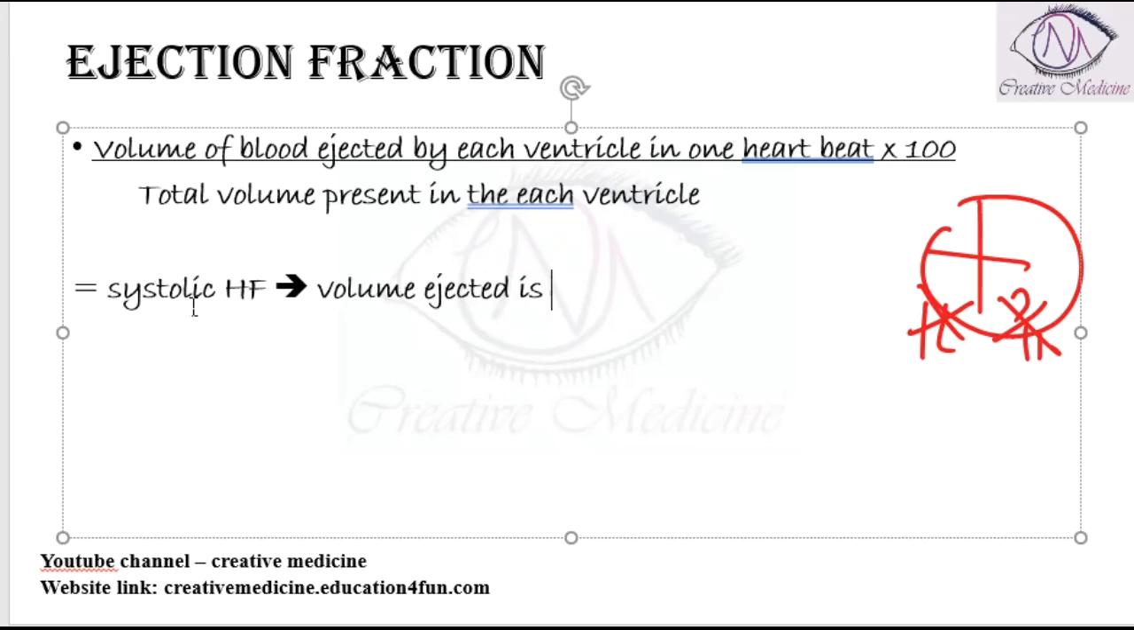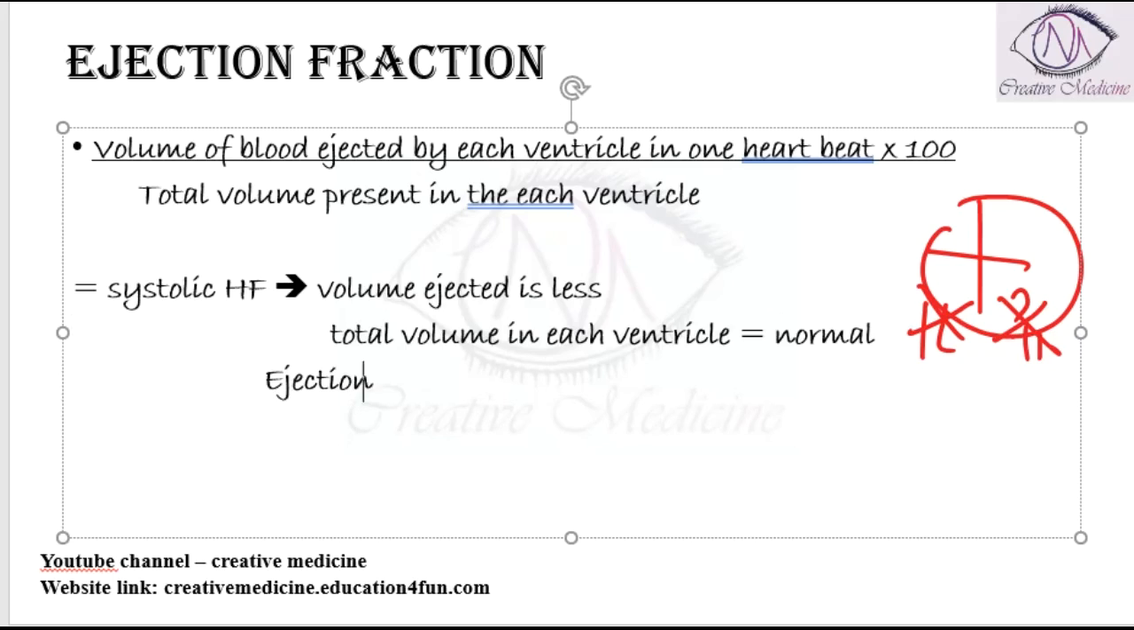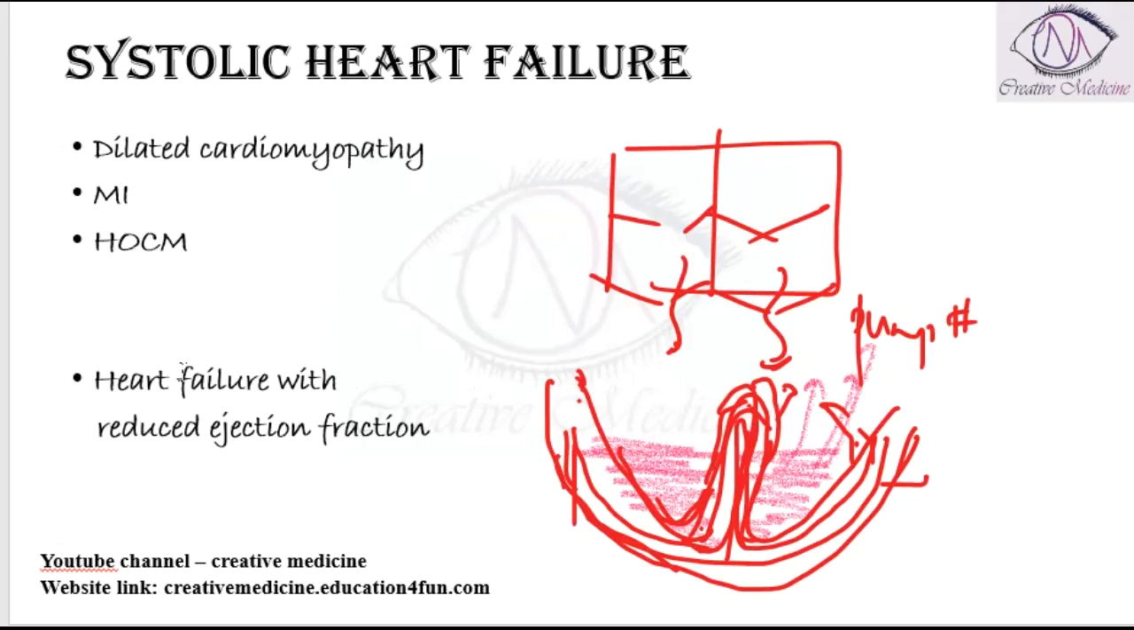The volume ejected is less, so the numerator is less in systolic heart failure, whereas the total volume in the ventricle is normal. The total volume that each ventricle receives is normal because filling is normal, but the volume ejected is less. So if you calculate the ejection fraction, because the numerator is decreased and the denominator is normal, the ejection fraction will be decreased. Okay, so in systolic heart failure there is reduced ejection fraction.